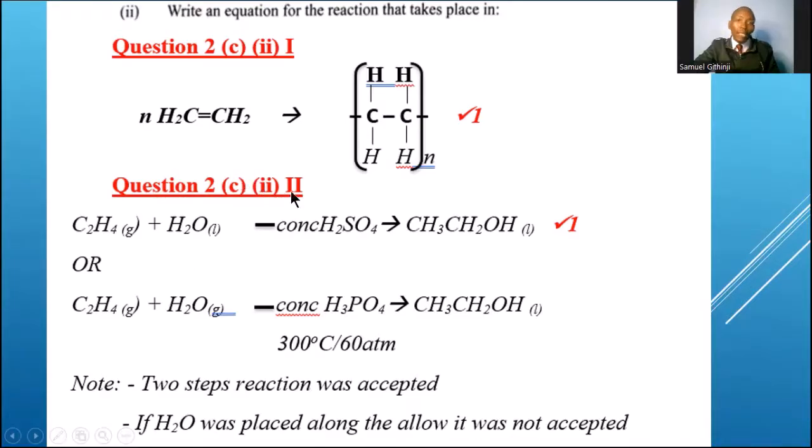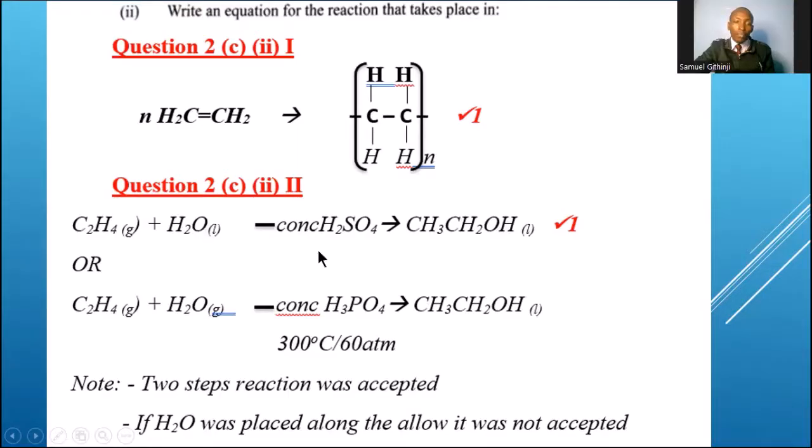Okay, part 2 of the C, question 2C, Roman 2. You can see we have ethene gas reacting with water molecules in presence of concentrated sulfuric acid to get ethanol. Remember, this water is a reagent. This concentrated sulfuric acid is a catalyst for this case. So the equation was to be written like I have written. Alternatively, the student could have decided to use concentrated phosphoric acid. The other condition must be specified: 300 degrees Celsius, 6, I think it should be 6 atmospheres of pressure there. Otherwise, again, this was a question that was very tricky for most students to write down.